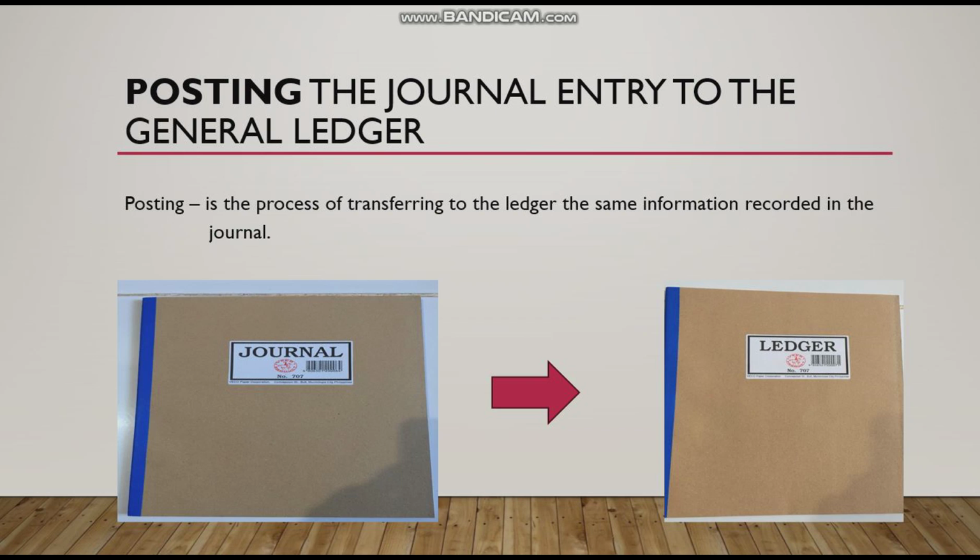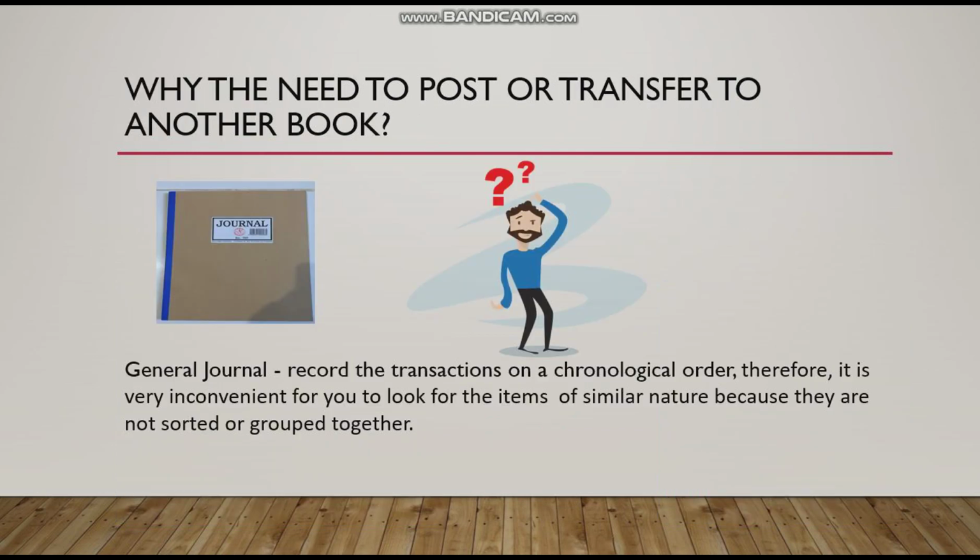Why should we duplicate our records when the transaction is already recorded in the journal? Why the need to post or transfer to another book? Well, it is because in the general journal, you simply record the transactions in chronological order, or according to their date of occurrence. Therefore, it is very inconvenient to look for items of similar nature because they are not sorted or grouped together. Okay? So, what do I mean by this?